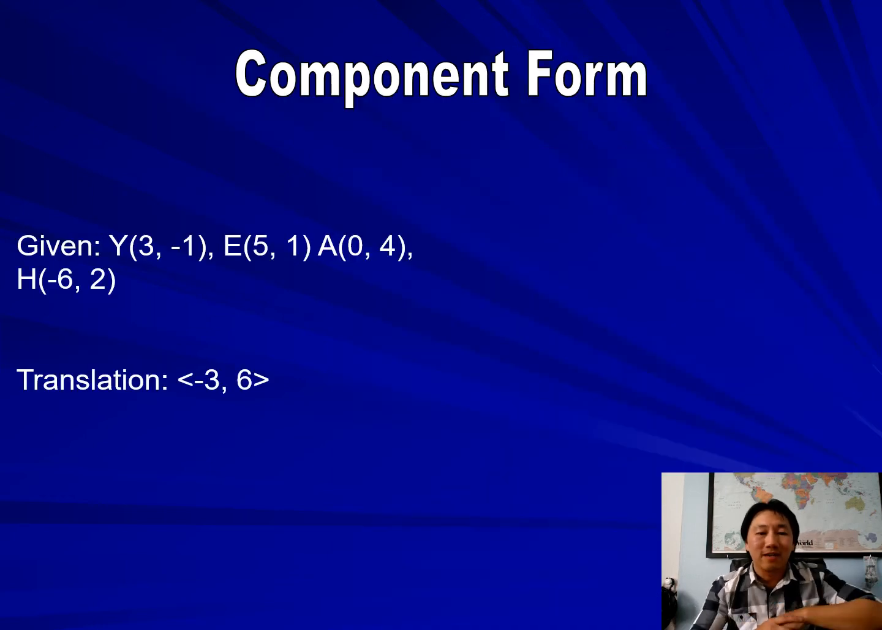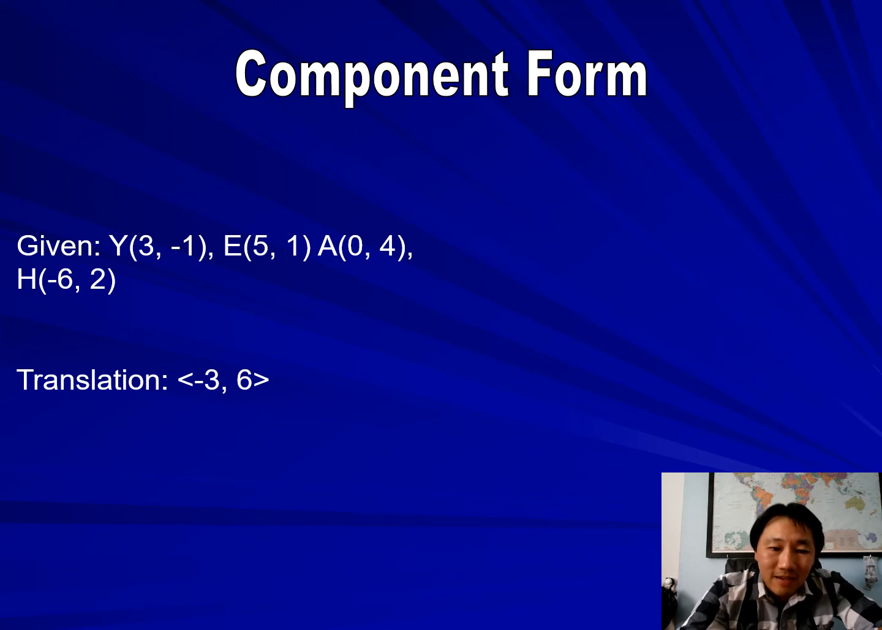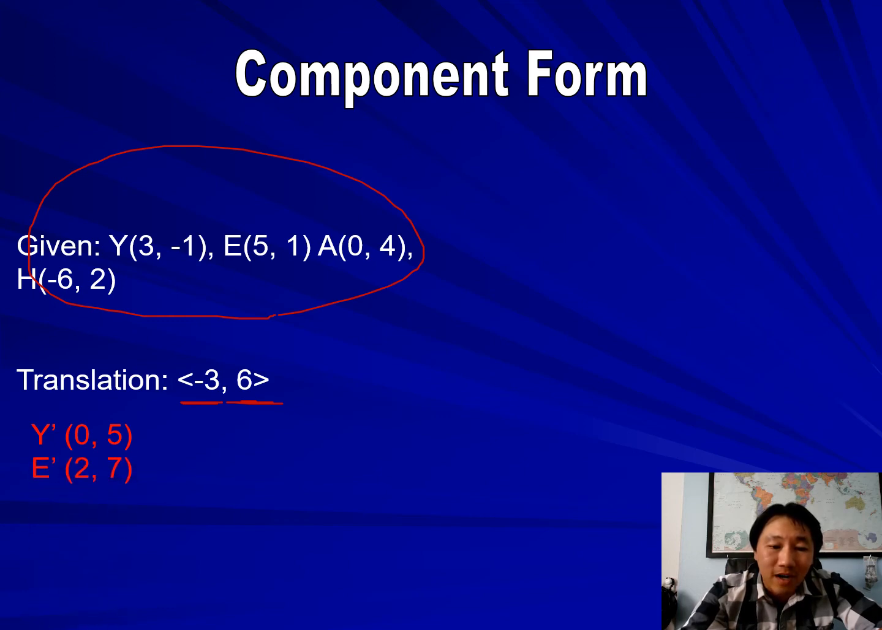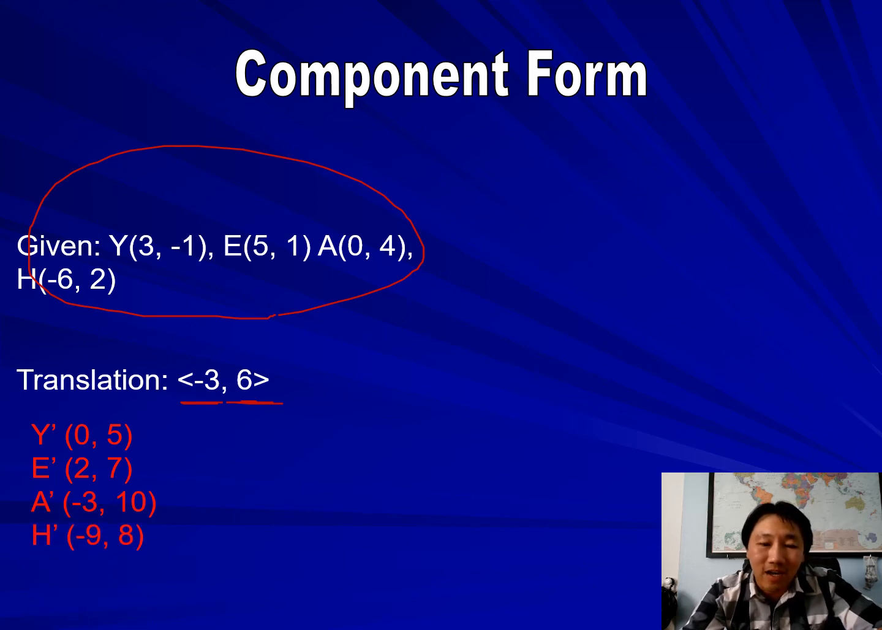Let's do another one. This one, I don't give you graph paper. I don't ask you to graph it, but I ask you to translate it. -3 in the x direction, +6 in the y direction. So it's easy if you just do the math to all of these points. Y prime, 0, 5. E prime, 2, 7. A prime, -3, 10. And H prime, -9, 8.